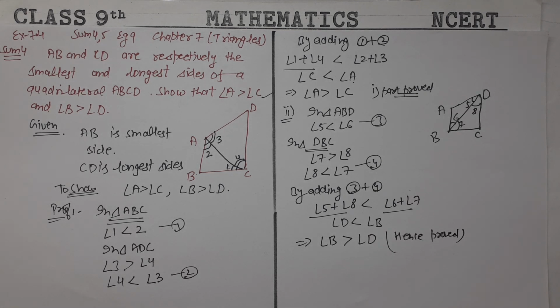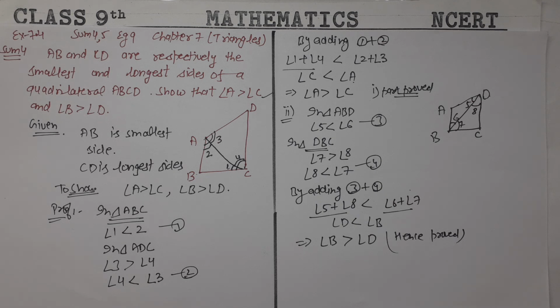Student, you have to remember, if two sides of a triangle are unequal, the angle opposite to longer side is larger. Its converse, the side opposite to larger angle is longer. Next property, sum of any two sides of triangle is always greater than the third side.